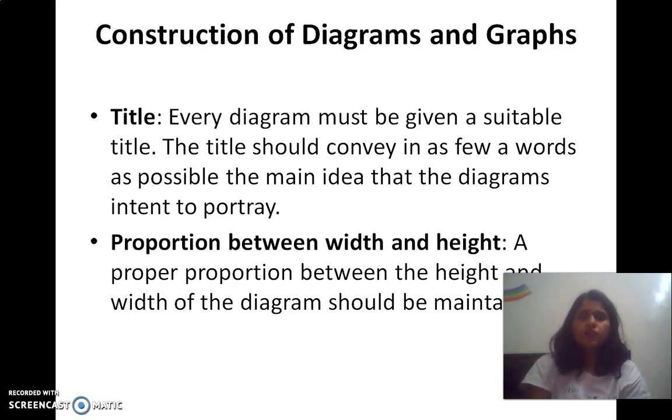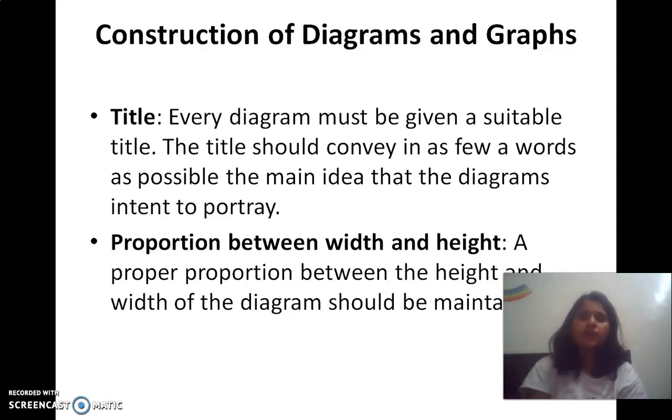Now, construction of diagrams and graphs. When we talk about construction of diagrams and graphs, number one is the title, meaning every diagram must be given a suitable title. You should give a suitable title to each and every diagram, so that it is easy for the receiver to understand what this diagram is all about, and it can easily be portrayed.